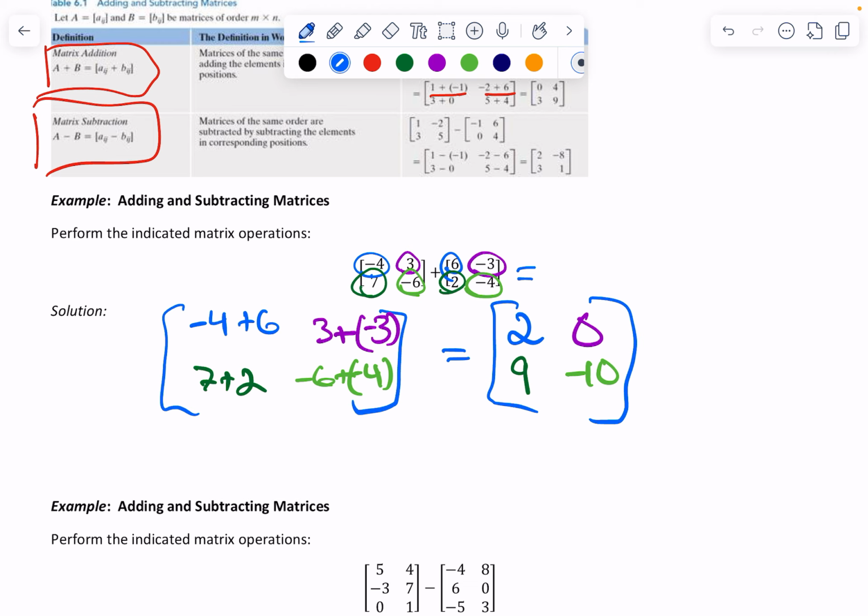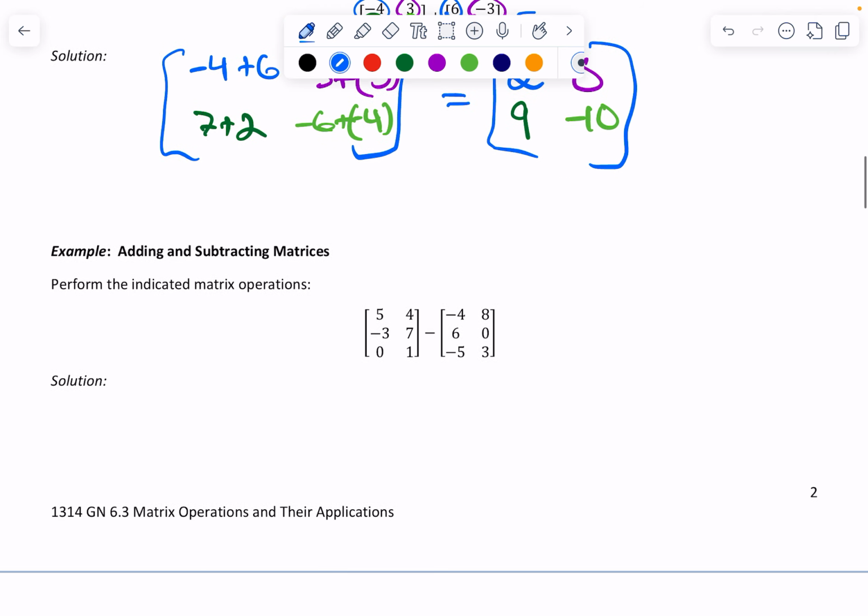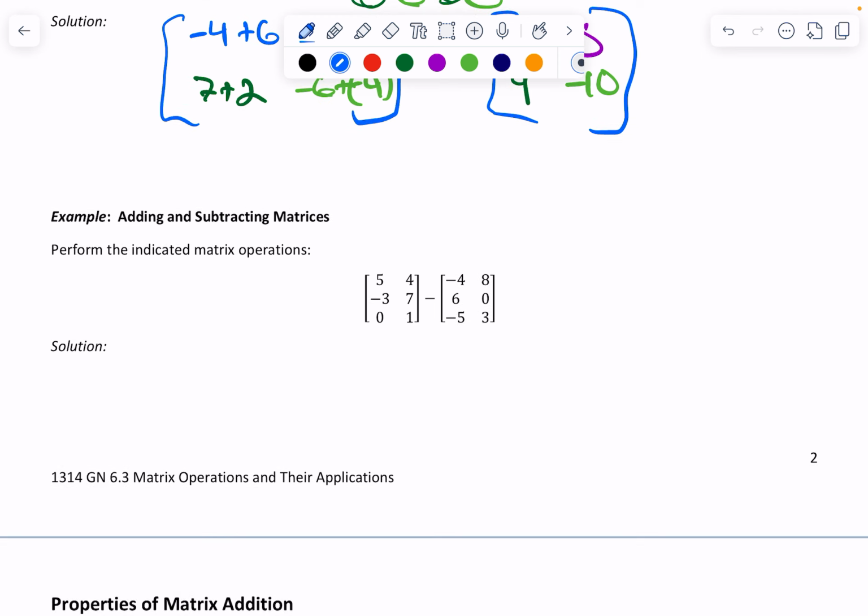Okay, this next one is going to be a subtraction. Same thing, we are subtracting corresponding elements here. So our first row, first column is going to be 5 minus negative 4. Staying in the first column, second row is negative 3 minus 6. Third row is 0 minus negative 5. Second column, first row is 4 minus 8. Second row, 7 minus 0. And third row, 1 minus 3.